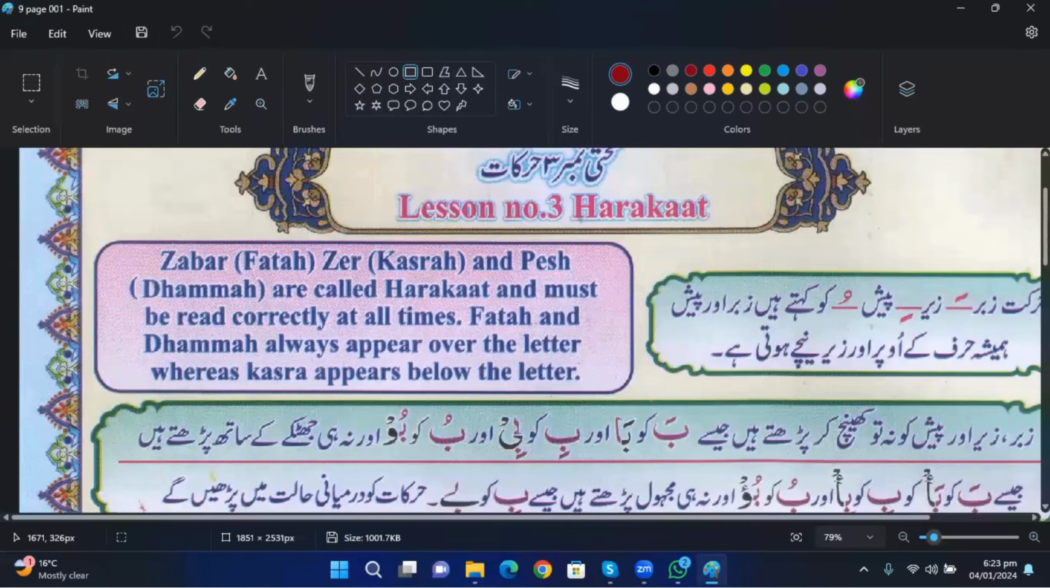So the identity is that fatha looks like a small line that always comes over the letter. Kasra is a small line that always comes under the letter, and dhamma looks like a small vowel that always appears over the letter.